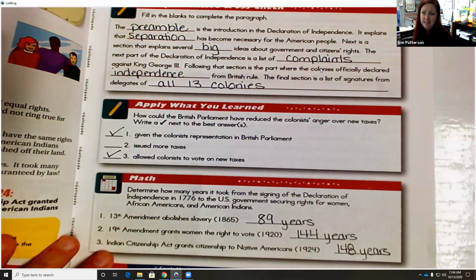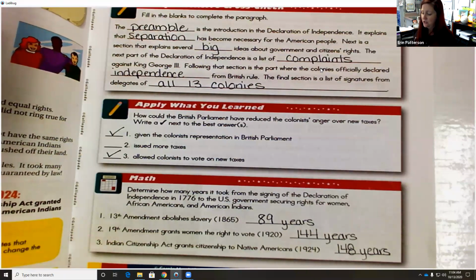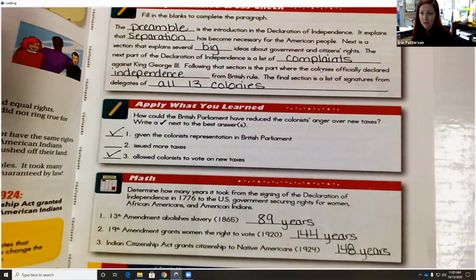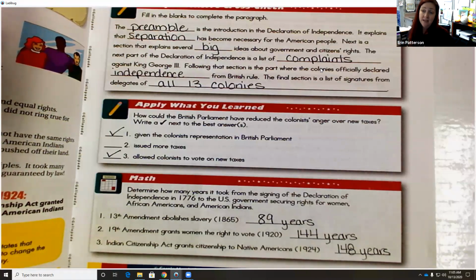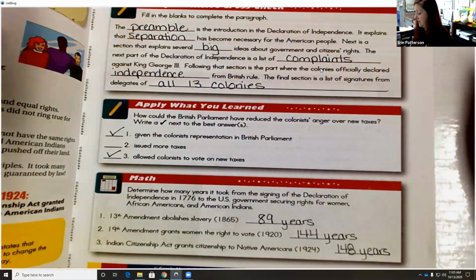So it did not happen overnight, and we are still striving to reach those goals of all men created equal, the government protecting its people and being derived, getting its power from its people.